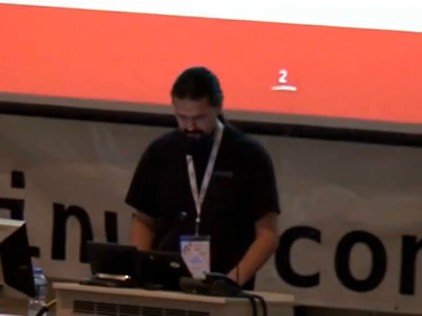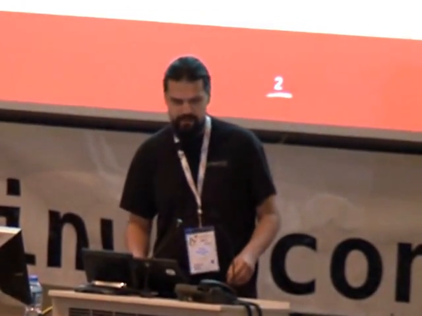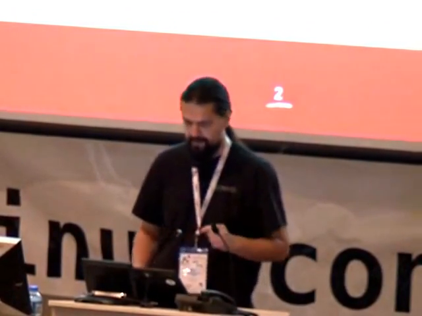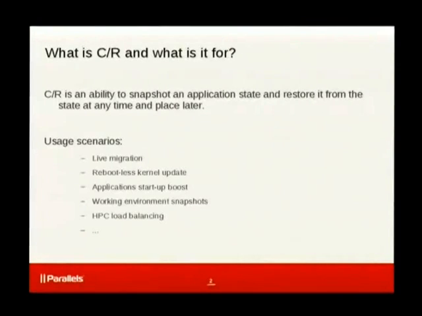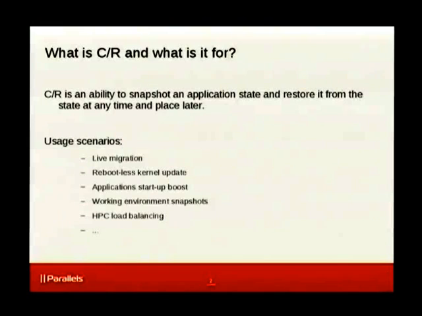So let's start with a short introduction about what checkpoint restore is. In this talk, by checkpoint restore, I mean an ability to take an application running on a Linux machine, take its state, snapshot it, and save it in some form on a disk, in files, so that we can later take these image files and restore the original application in the very same state as it was at the moment we did a checkpoint.